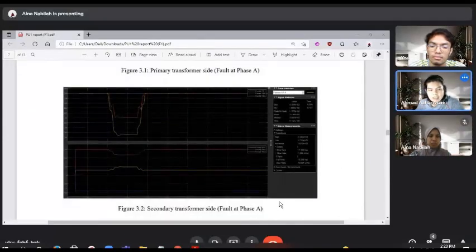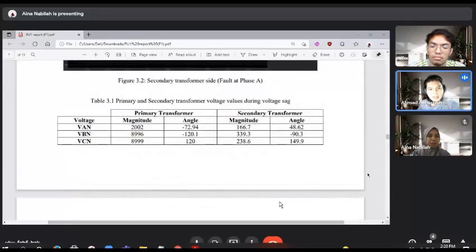So at the phase A and phase B, there will be a few ripples because of the delta to Y connection. Okay. Next, at the table 3.1, that's the magnitude of the voltage and magnitude angle at the primary transformer and secondary transformer. Next.